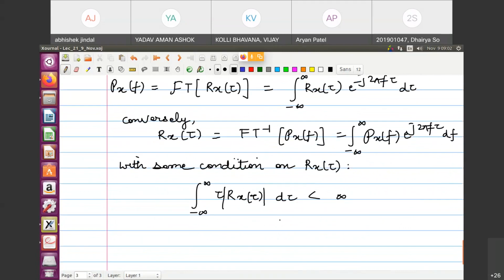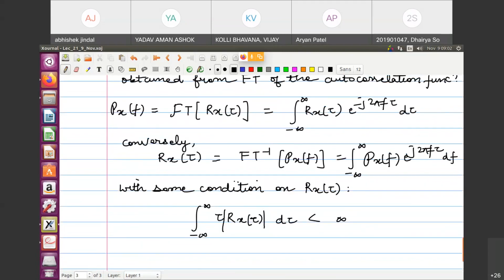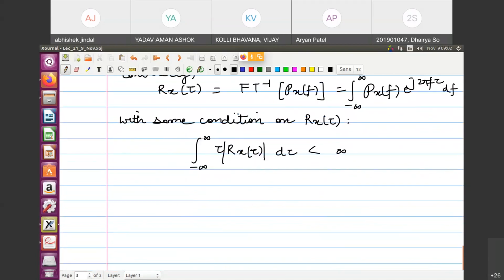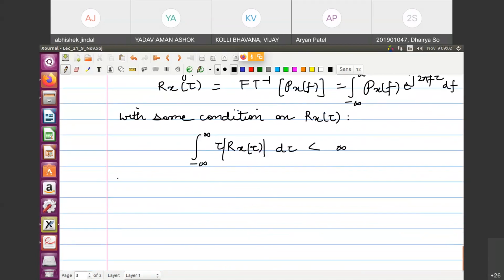That is what this theorem will help you. One important thing is that we have stated this theorem for WSS processes, but what happens if the process is not WSS? So we will do that for the sake of completion. Let me note it down.